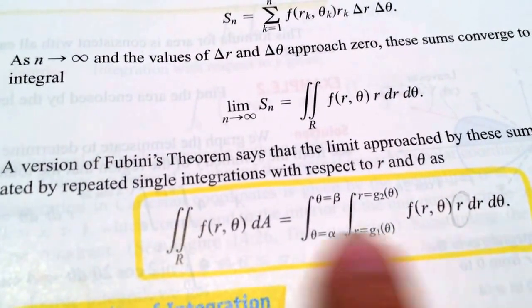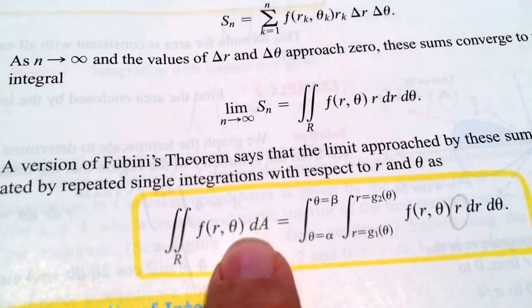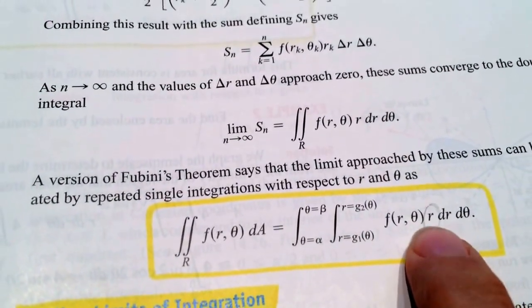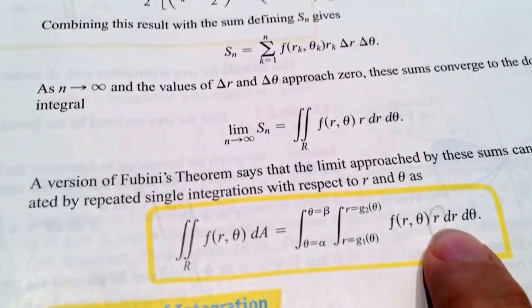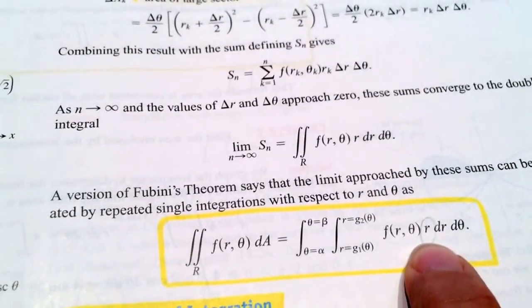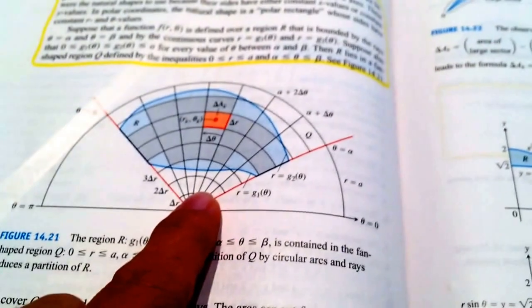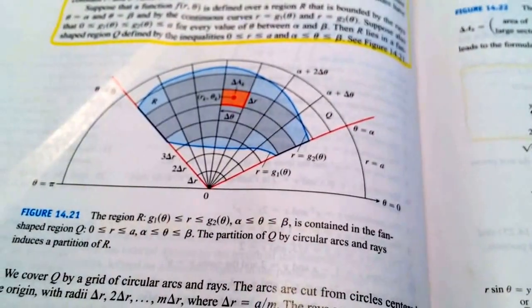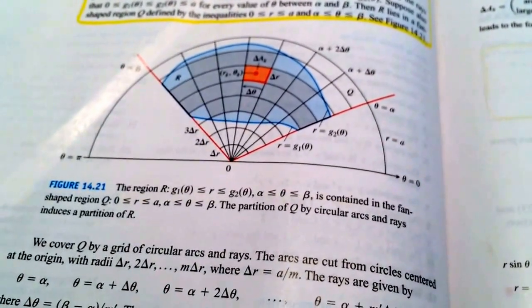But this is the piece that I wanted to mention, this r. When you switch from dA, which would be either dx dy or dy dx, it now becomes r dr d theta. It kind of rhymes, so it's easy to remember: r dr d theta. The reason that r pops up is that you are now dealing with polar rectangles instead of regular rectangles, and polar rectangles have a different formula.